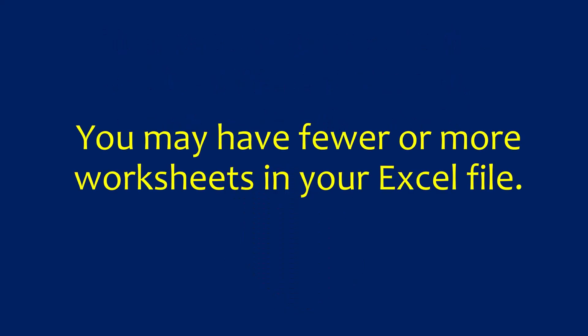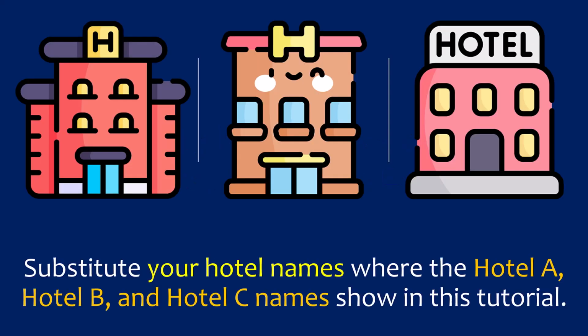You may have fewer or more worksheets in your Excel file. That's okay, I just wanted to mention it. Substitute your hotel names where the Hotel A, Hotel B, and Hotel C names show in this tutorial. You may want to make note of which hotel is your Hotel A, which name is your Hotel B, and which name is your Hotel C.